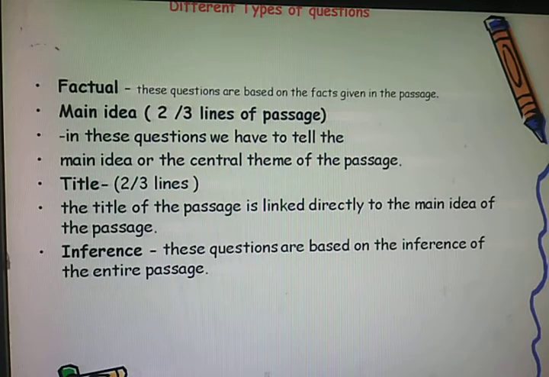Again, inference questions. These questions are based on the inferences of the entire passage. The whole passage, they may ask you the evidence, the reason, the logic which they give in the passage.